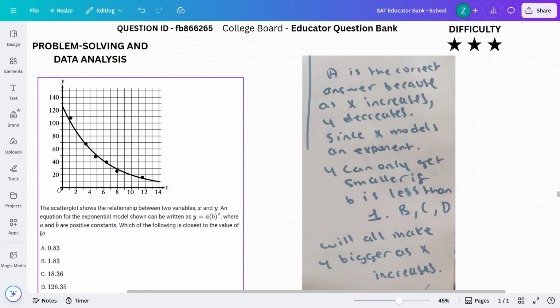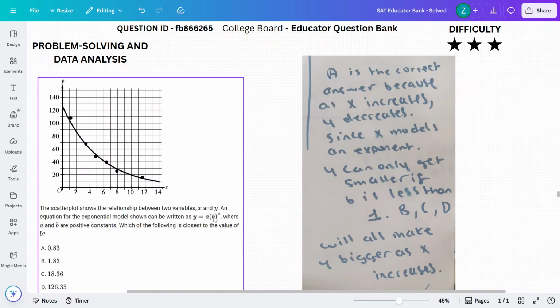Now, here we have to know that as x increases, as x gets closer and closer to 14, y is decreasing. It's going from 120-ish to pretty much smaller than 10. So here it's showing us that as x increases, y is decreasing, and exponentially at that. Exponentially because there is a power over here.